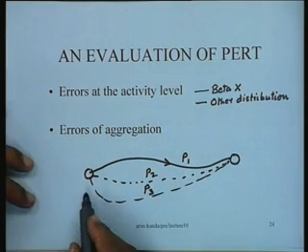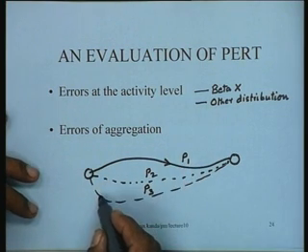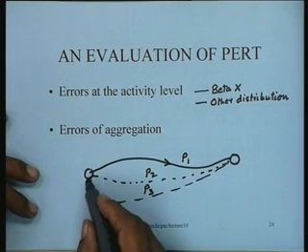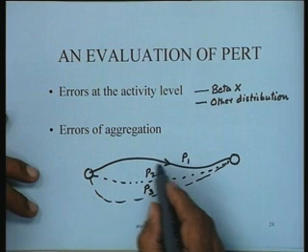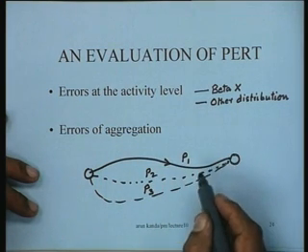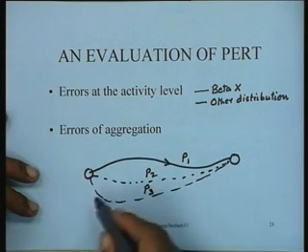So what will happen is really that the errors of aggregation, if we ignore all these paths, then things are simple, because by virtue of the central limit theorem, each path will be normally distributed with a mean equal to the sum of the means and the variance equal to the sum of the variances.